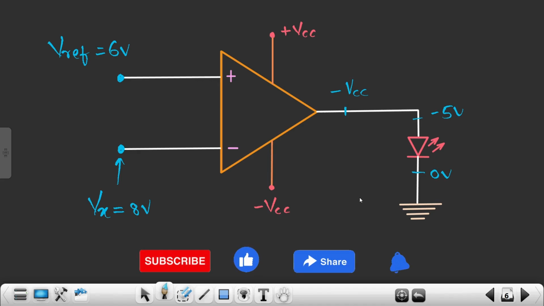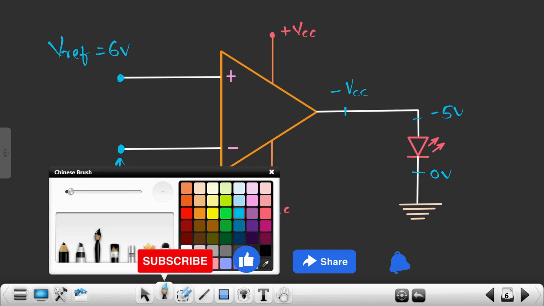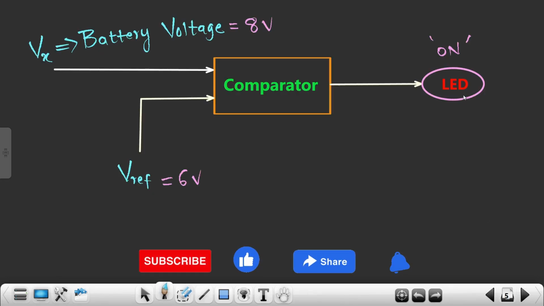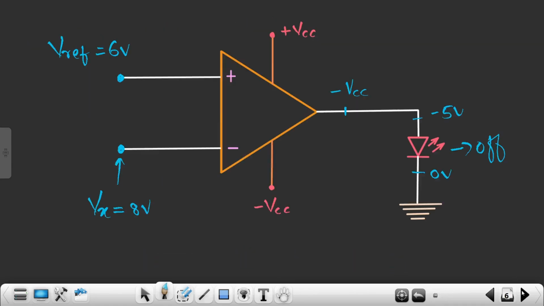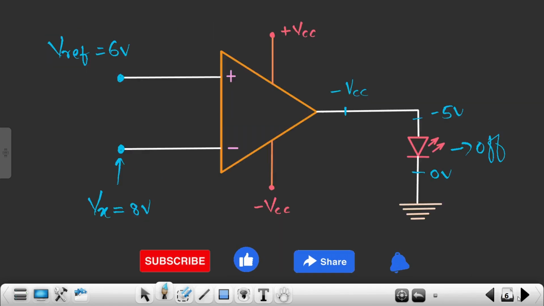So is this what we want? Absolutely not. Our assumption is absolutely wrong. Why? Because our LED is in off condition, and this is what we don't want, right? We really don't want this kind of thing. What we want is that when my battery voltage exceeds the reference voltage, my LED should be in on condition, and over here the case is reversed.